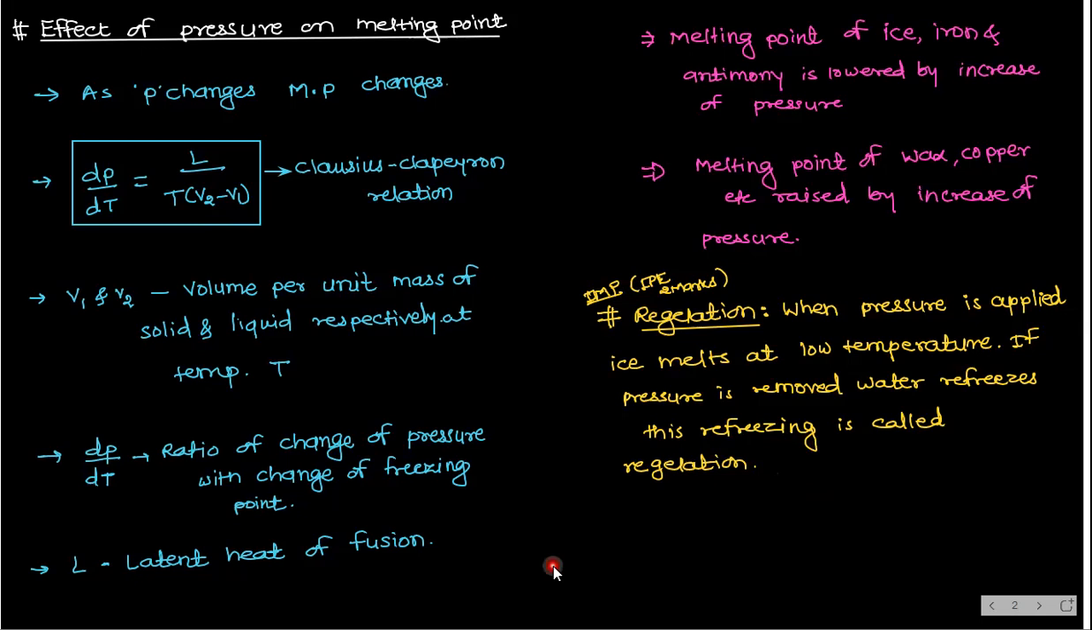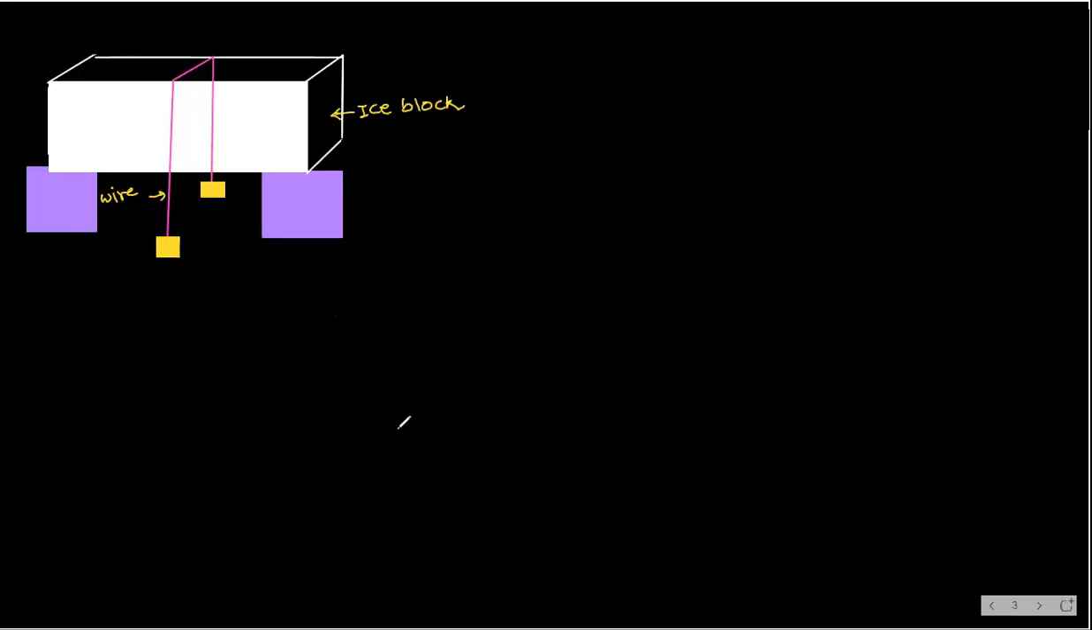If suppose we take one small thread and hang 2 weights, then slowly that thread will come down, and with the help of that we can cut the ice into 2 pieces. Got it? So note down, I will show the diagram on the next page. So see in this diagram, this is the ice cube, which we have discussed before, and this is the wire, and there are 2 weights hanged. So due to this pressure only, this ice will get melted and slowly it may cut. This is regelation, right?